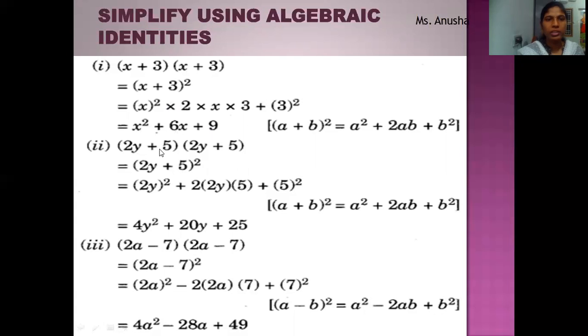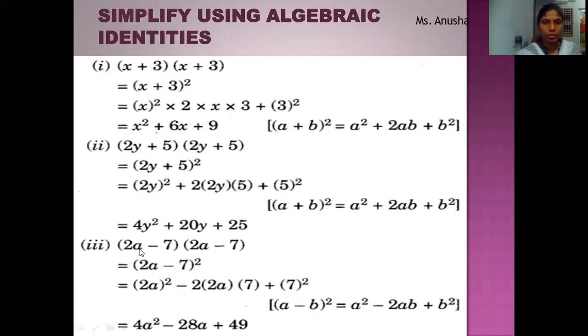The second problem is (2y+5)(2y+5). Two times it repeats, so it equals (2y+5) the whole square. The same formula only: (a+b) the whole square equals a square plus 2ab plus b square. So in place of a you put 2y, and in place of b you put 5. So (2y) the whole square plus 2 into 2y into 5 plus 5 whole square. Finally you can simplify and you will get 4y square plus 20y plus 25.